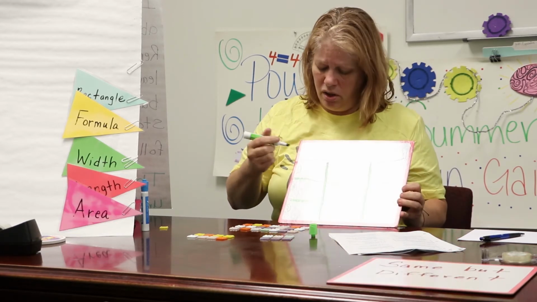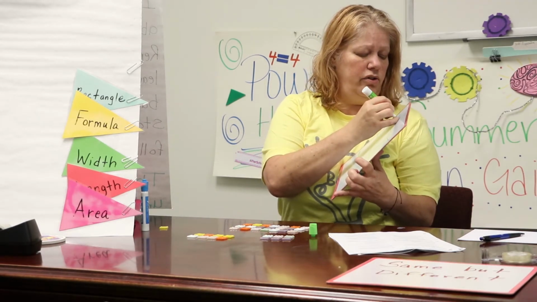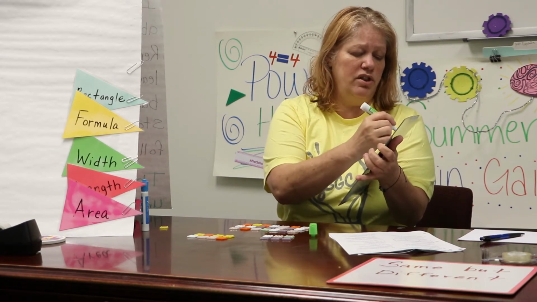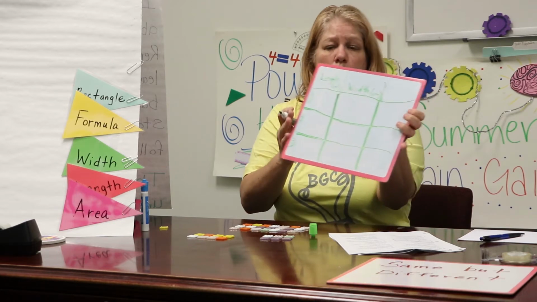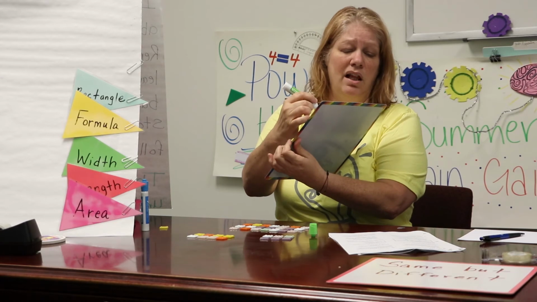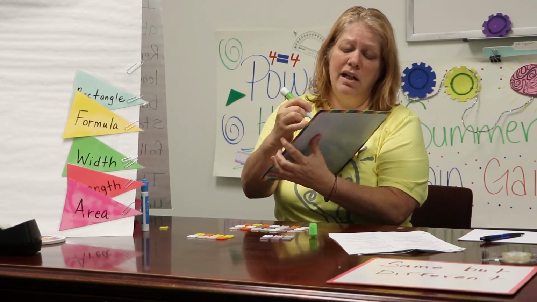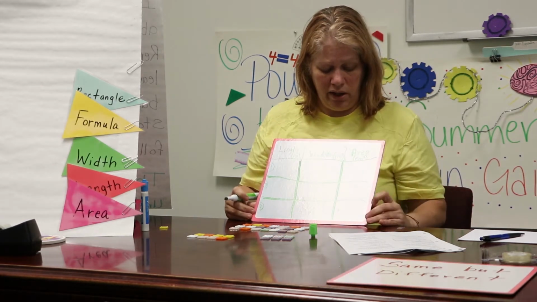So our first column is going to be length. You can write the word length in, and you can put in parentheses centimeters because we're going to measure this in centimeters. Our next column is going to be width. And again, you can put centimeters, so width, how wide our rectangle is. And our last column is going to be the area. And the area is cm2, which means centimeters squared. So our area is our answer.